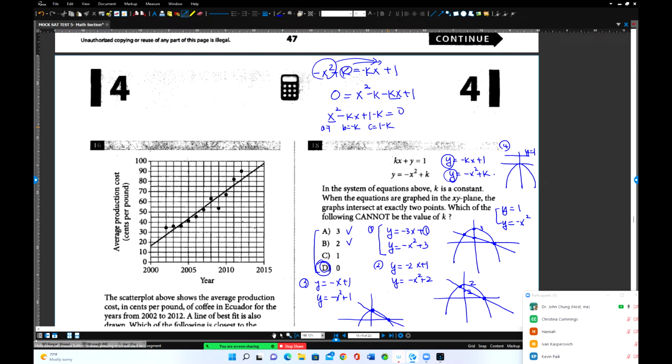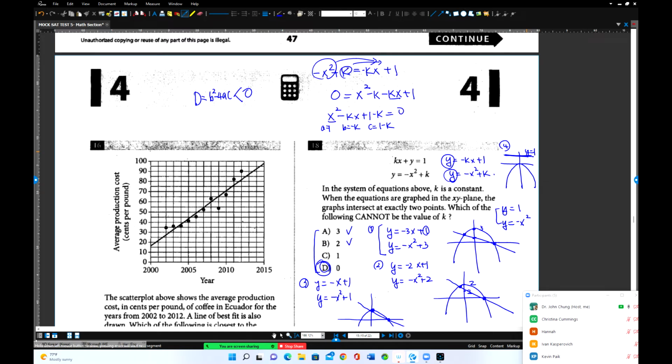Cannot have the value of k means what? They never have an intersection. The discriminant must be less than 0. What is discriminant? B squared minus 4 times ac is less than 0. There's no intersection. Imagine the root there; it is still quadratic. That means the root is an imaginary root. Anyway, there's no real root.